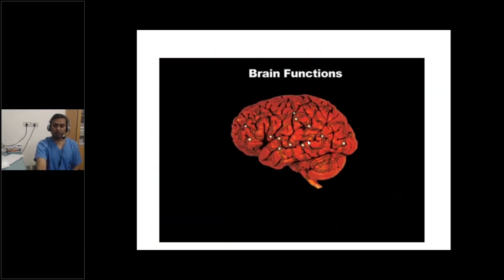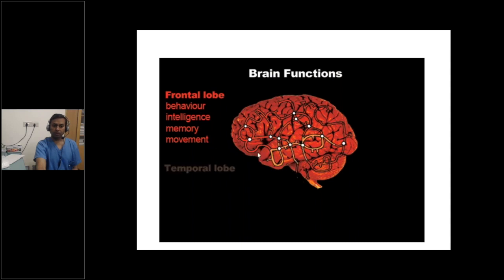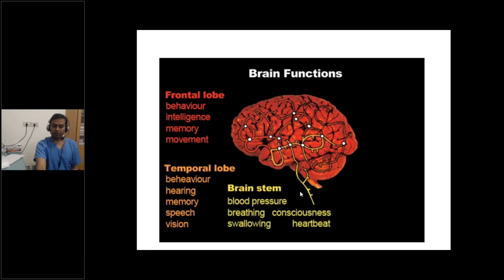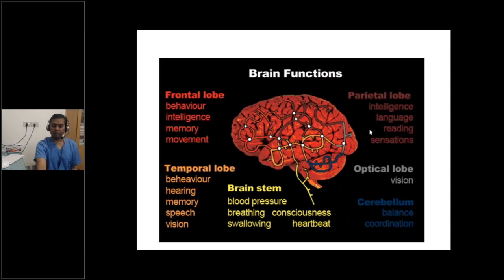So brain function, if you see, the frontal lobe is for behavior, intelligence, memory, and movement, and the temporal lobe is for behavior, hearing, memory, speech, and vision. Then the brainstem is for blood pressure, breathing, swallowing, consciousness, and heartbeat. Cerebellum is for balance and coordination. Occipital lobe for vision, and then parietal lobe for orientation, language, reading, and sensation.